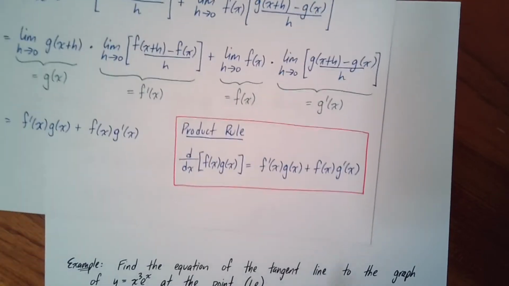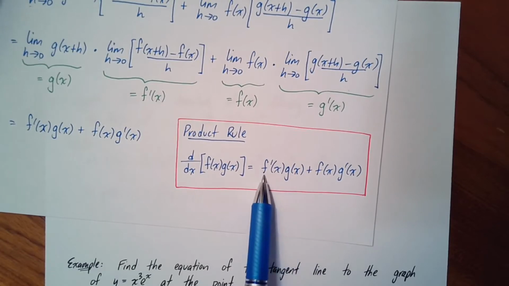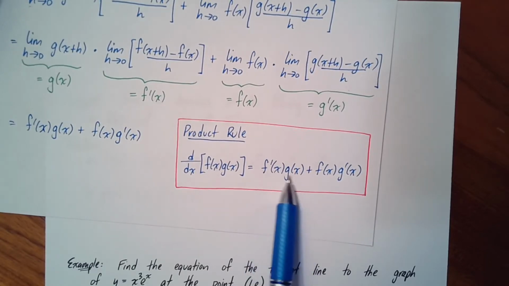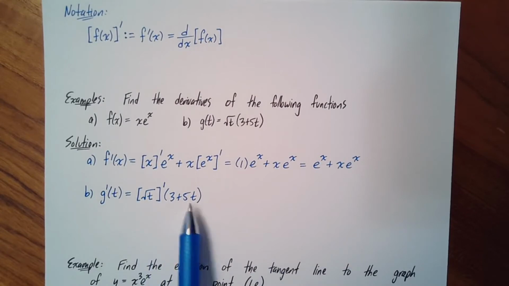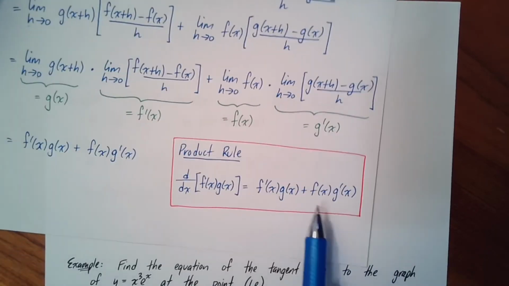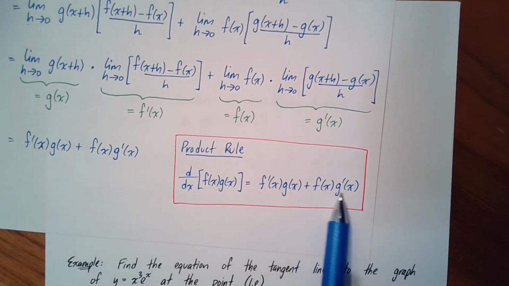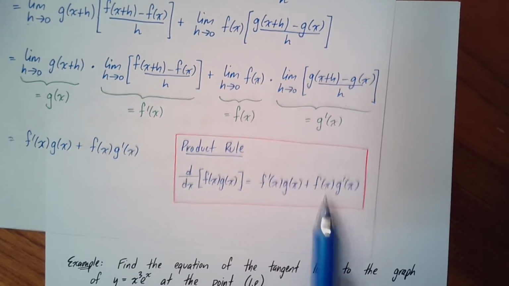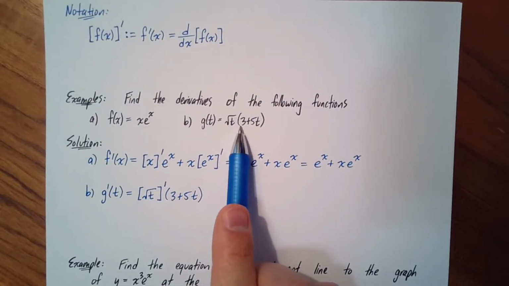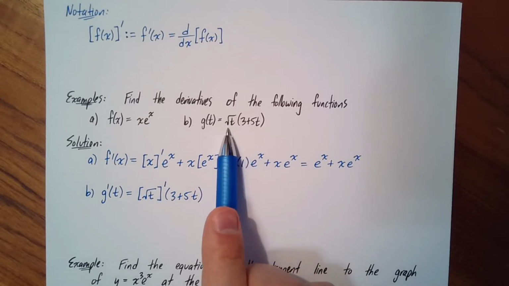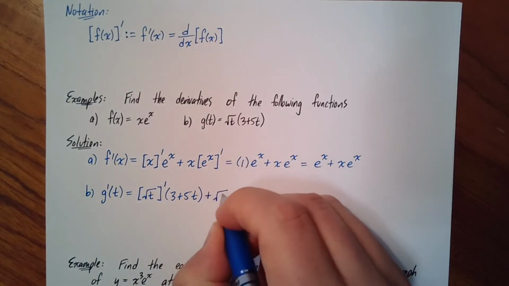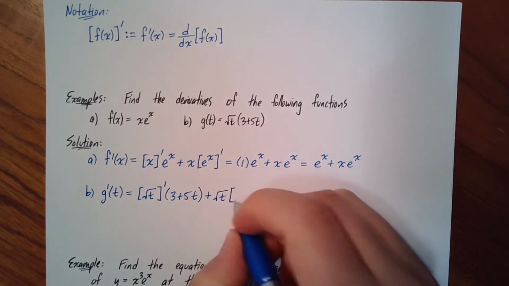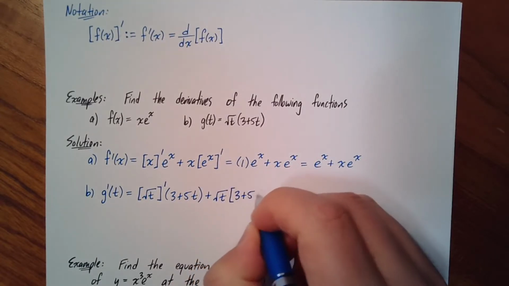Really what that is, it's this piece, right? Differentiate the first factor, but leave the second one alone. That's really what this first term is, and that's what we have here. Now for the second term, we're going to differentiate the second factor, but leave the first factor alone. So in other words, we're going to differentiate the 3 plus 5t, but leave the square root of t alone. So we're going to have plus the square root of t times the derivative of 3 plus 5t.